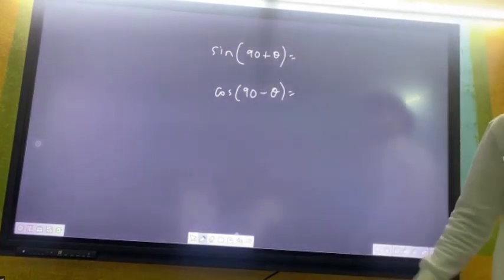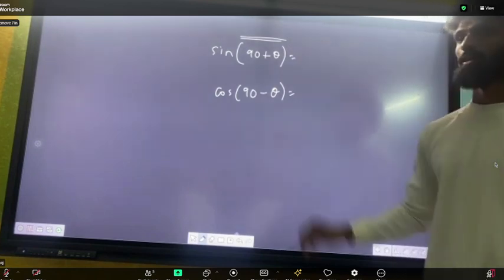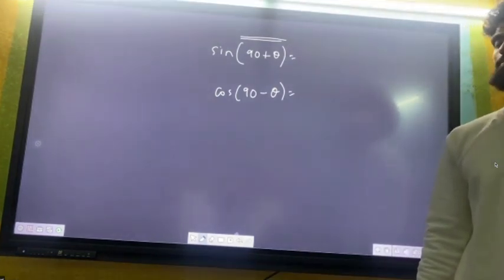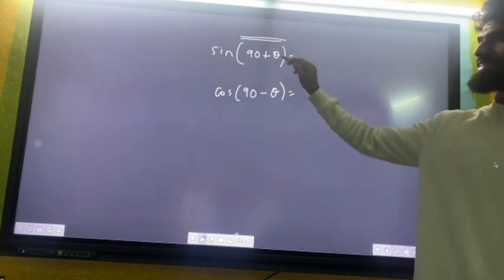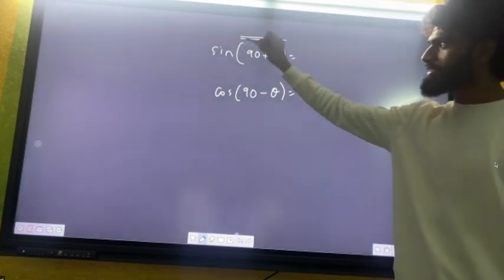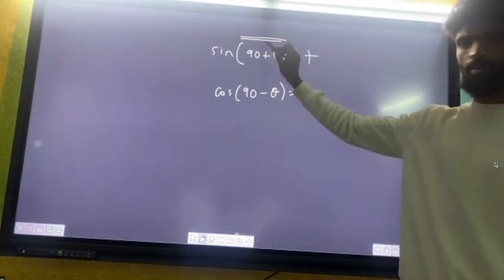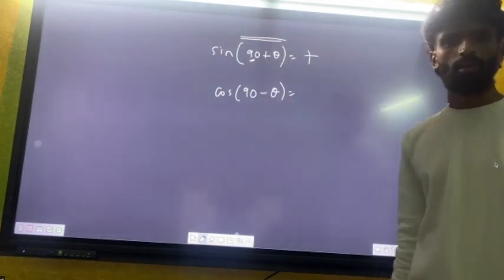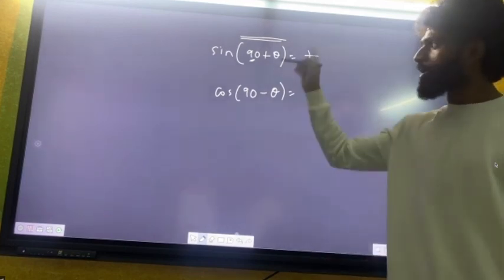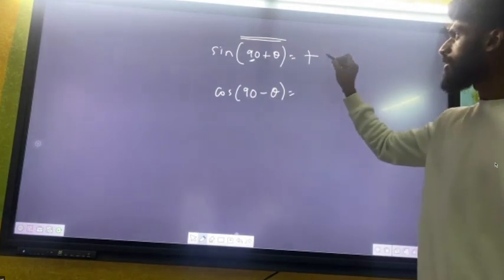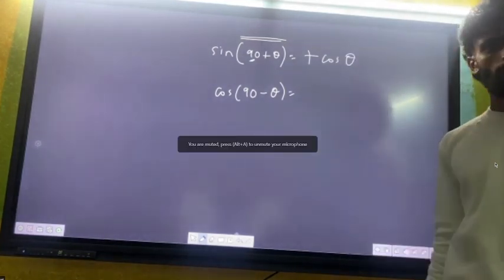Let's try this. 90 plus theta. Second quadrant. In the second quadrant, sign is positive, negative. You put a plus. That's all. Come back into the bracket. 9, odd or even? Odd. In odd, ratio changes, sine becomes cos. Got that?